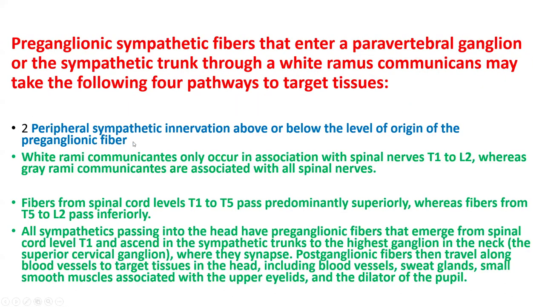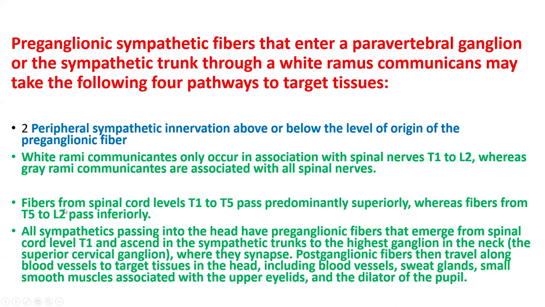The second one is peripheral sympathetic innervation above or below the level of origin of the preganglionic fiber. It means that the preganglionic fiber that enters the sympathetic trunk or paravertebral ganglion via the white ramus communicans does not synapse exactly at that level. They are going up or they are going down, so they are ascending and they are descending. Remember that the white rami communicantes only happen in association with the spinal nerves T1 till L2. So only at this level you can have the white communicating branch, but the gray communicating branches are associated with all spinal nerves. It means that all levels have a gray communicating branch, but the white communicating branch is only associated with T1 till L2.